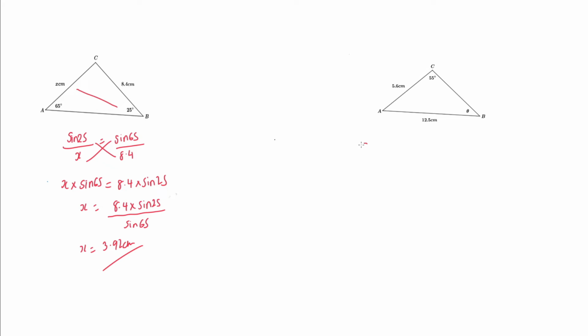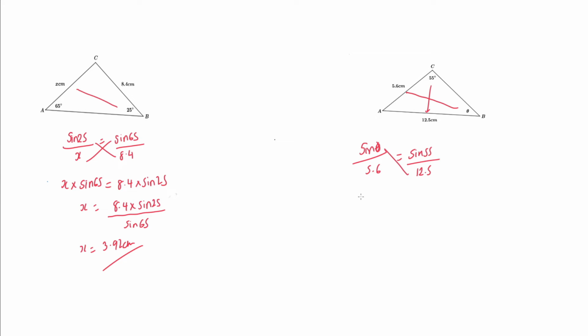Now for the next one, we're going to say sine theta over the opposite length, which is 5.6. So remember, this is because we want to find theta now. So just be careful, we have to do inverse sine at the end. Equals sine 55 over the opposite length, which is 12.5.